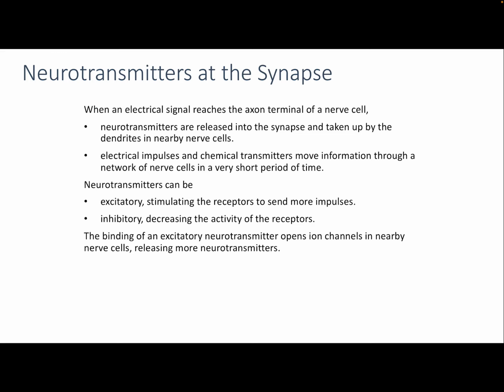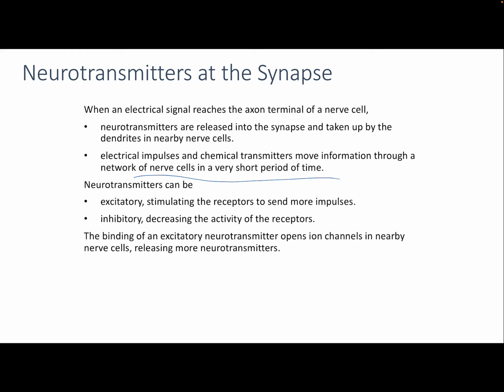Now, the neurotransmitters at the synapse get released directly into the synapse and can be taken up by the neighboring nerve cells, and then they get moved through those nerve cells. Now, electrical impulses and chemical transmitters, they move very, very quickly. They go through this network of cells in a very short amount of time.